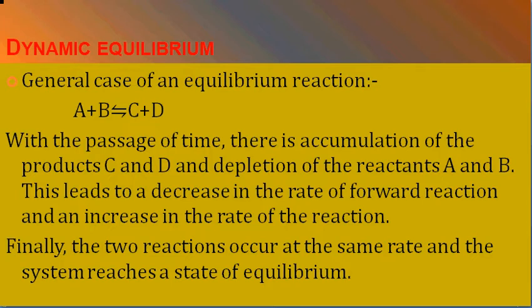Let's talk about dynamic equilibrium. General case of an equilibrium reaction: if A plus B gives C plus D, with the passage of time there is accumulation of the products C and D and depletion of the reactants A and B. This leads to a decrease in the rate of the forward reaction and an increase in the rate of the reverse reaction. Finally, the two reactions occur at the same rate and the system reaches the state of equilibrium.